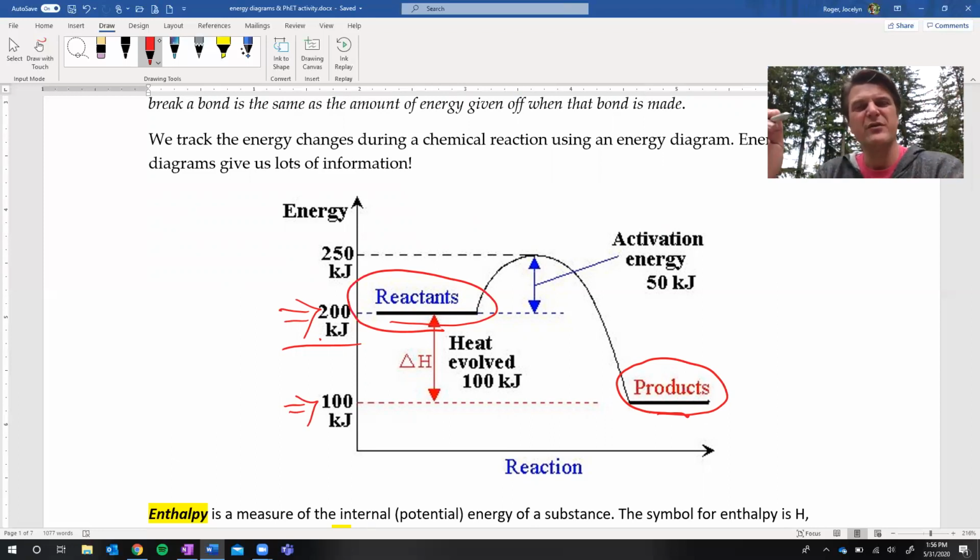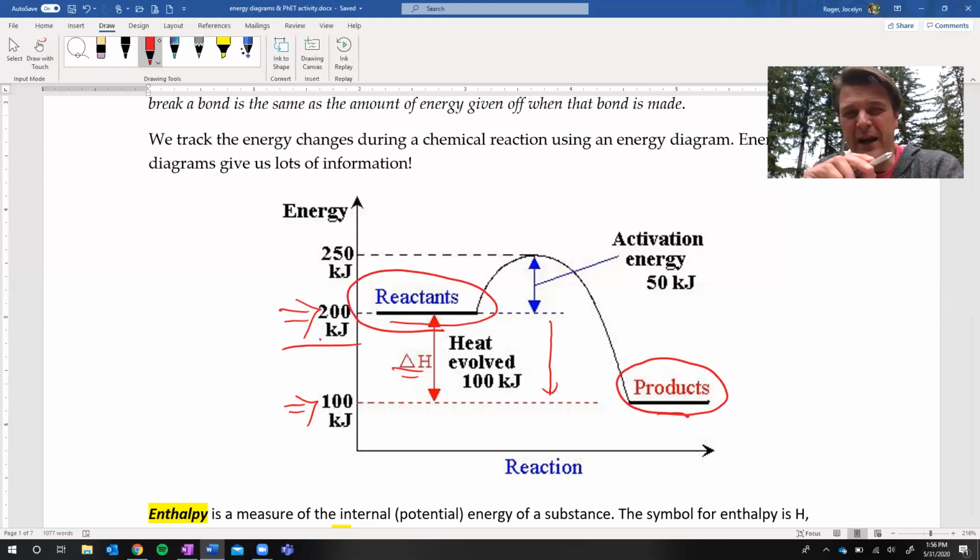What that means is that the difference between the reactants and the products, the heat evolved, this drop between the reactants and the products, is known as the delta H. It's the heat of reaction, also called the enthalpy of reaction. So the enthalpy of reaction is the difference between the energy of the products and the energy of the reactants. In this case, the energy of the products is 100 kilojoules, and the energy of the reactants is 200 kilojoules. So 100 minus 200 gives you minus 100. That's the heat of reaction.